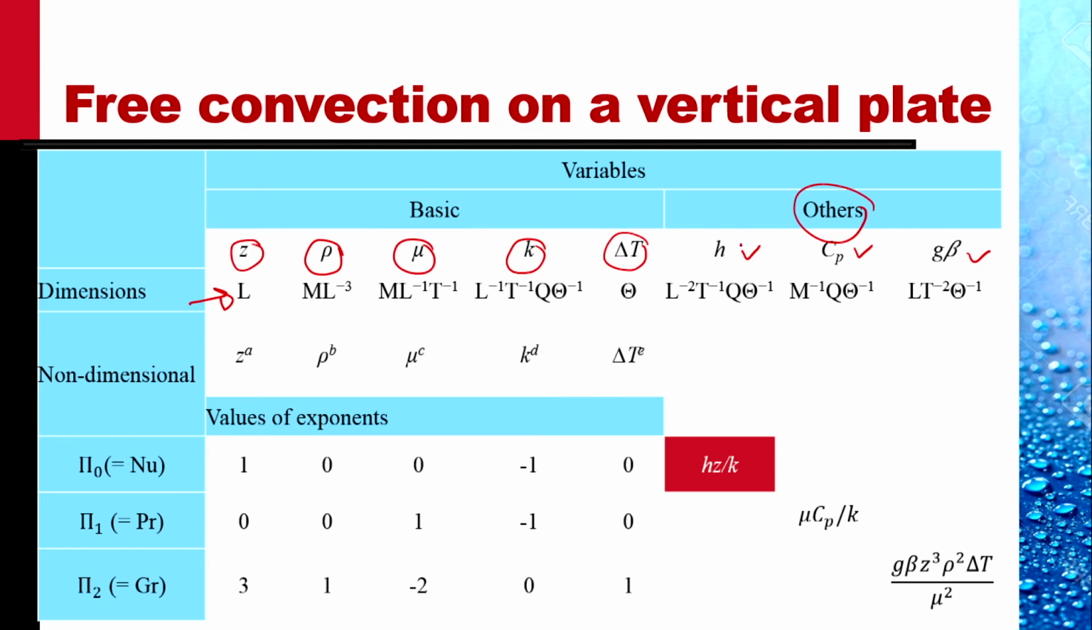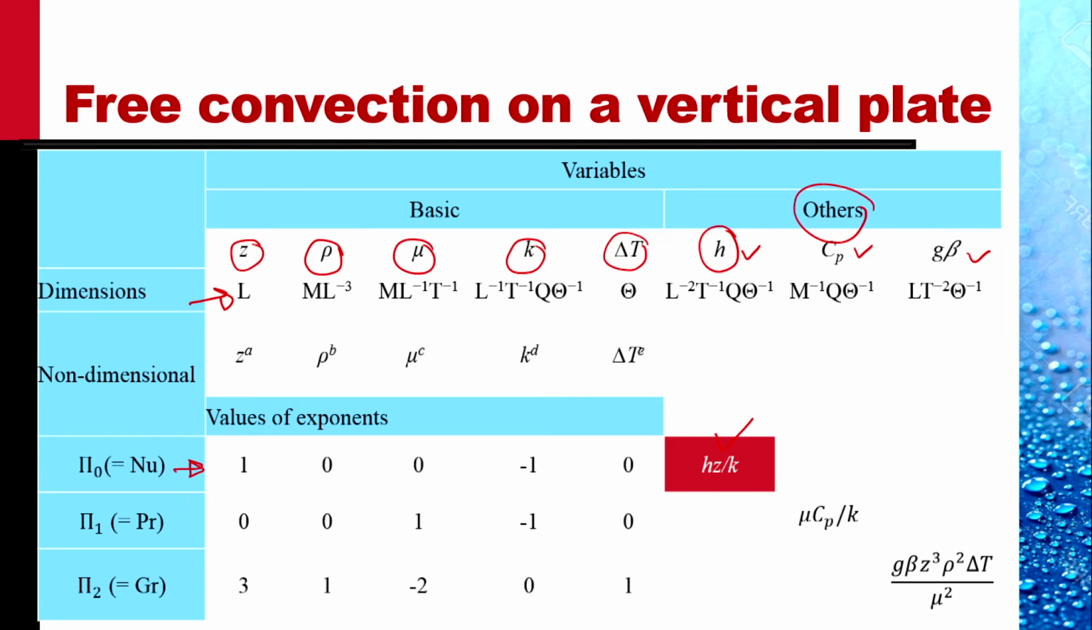So with h, the dependent parameter, we get a dependent pi, and it is z raised to power 1 and k raised to power minus 1. And from this, we get a parameter hz by k as a dependent non-dimensional parameter. This is termed as Nusselt number and abbreviated by Nu in heat transfer literature.